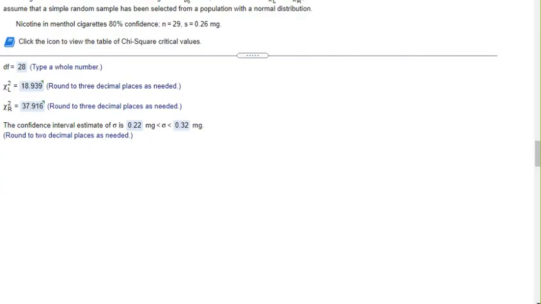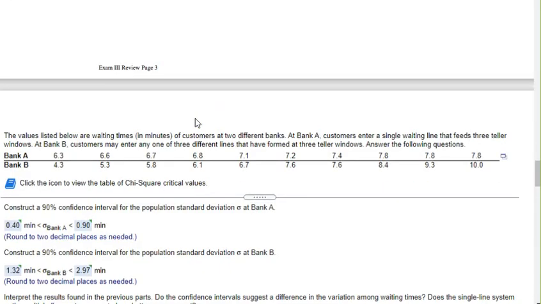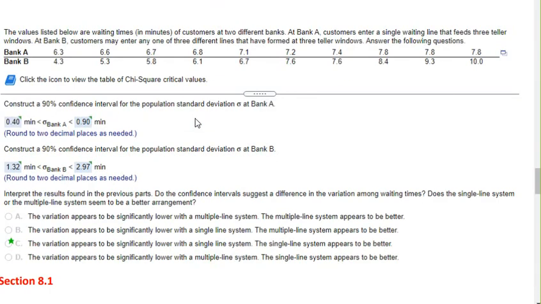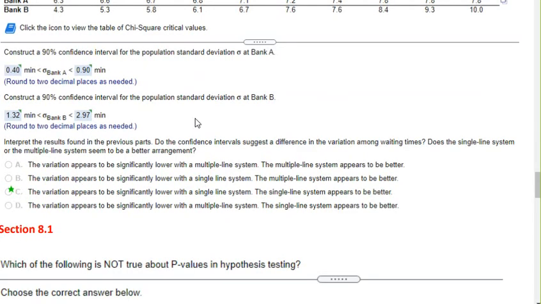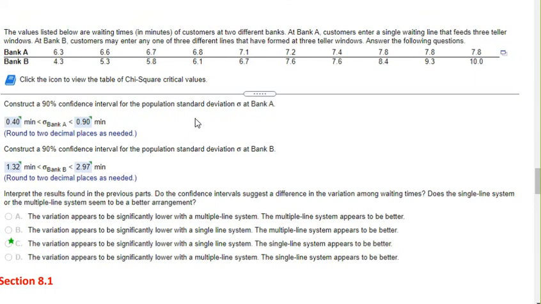So you've got one to practice at home right here with an 80% level of confidence and 28 degrees of freedom. You find those chi-square sub L, chi-square sub R. We're kind of running low on time, so let me just look at this one and again point out the important part of this and remind you a little bit about standard deviation.